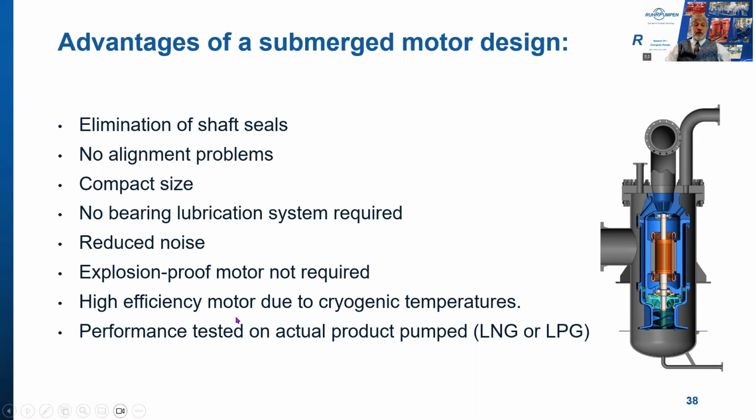The motor is high efficiency because of its cryogenic temperatures. The closer you get to absolute zero, at which there is no electrical resistance at all, well, at minus 160, electrical resistance is reduced considerably, and so the efficiency of the motor is higher than one that is operating at 30 or 40 degrees centigrade.